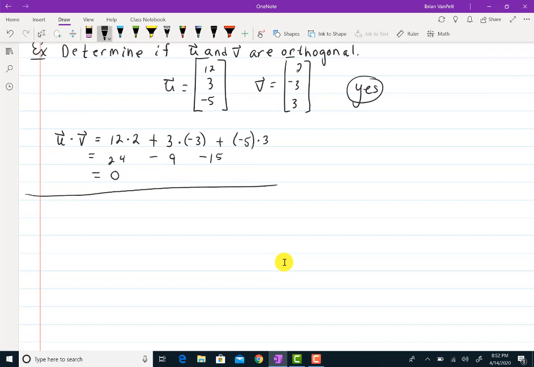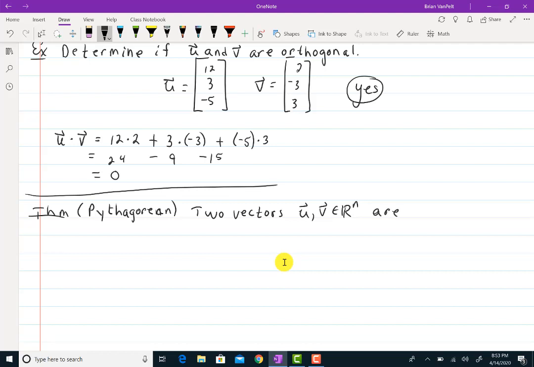And we have something that is a Pythagorean theorem, and it goes like this. It says two vectors u and v in Rn are orthogonal if and only if the norm of u squared plus the norm of v squared equals the norm of u plus v squared. Now, I want you to see something for a minute before I do anything else.